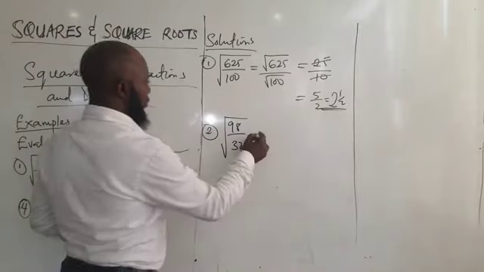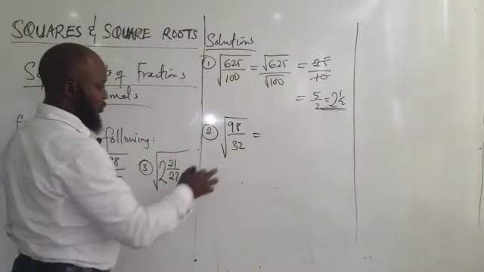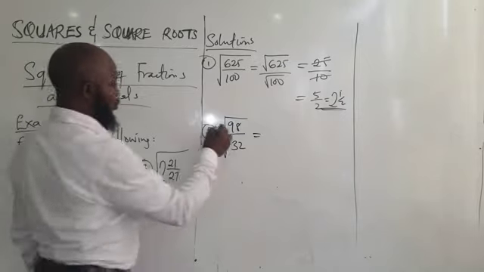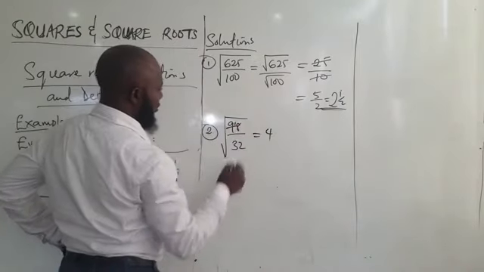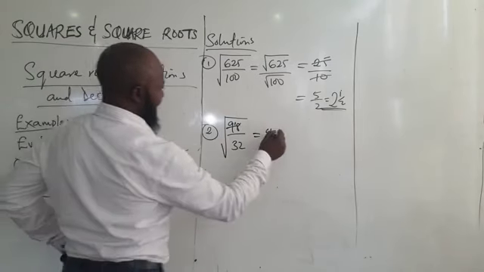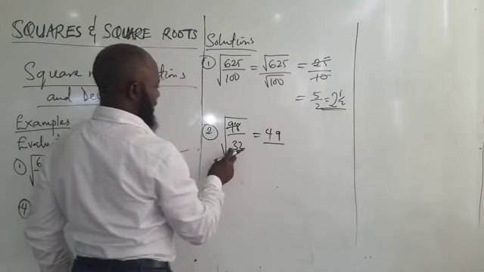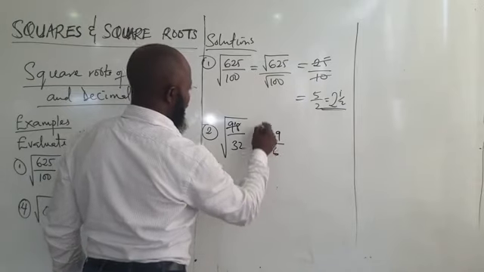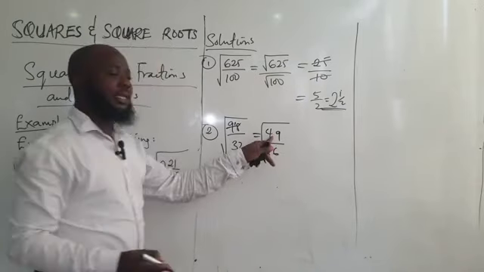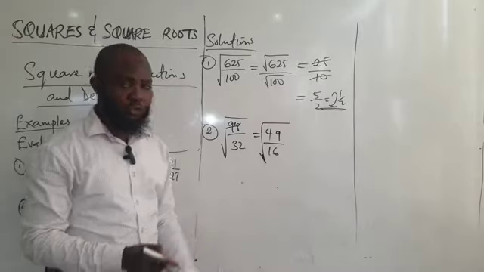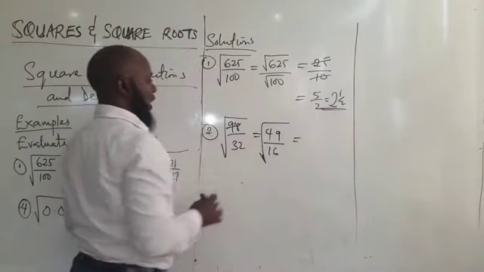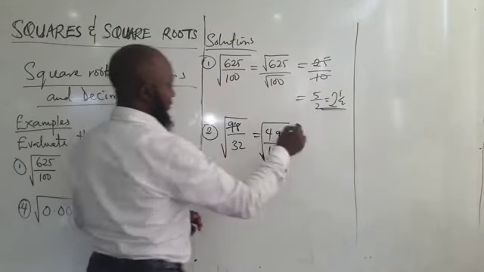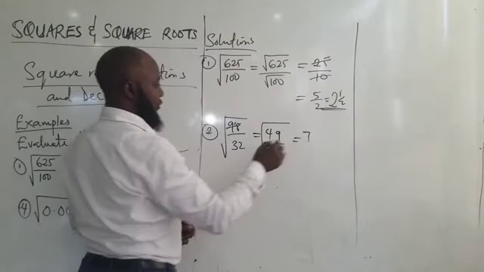In that case, 2 can divide 98 and 2 can also divide what? 32. So 2 here, that is 4. Remainder what? Remainder 1. 2 in 18, that is 9. Divided by 2 in 32, that is 16. So you notice now that 49 is a perfect square, 16 is also what? A perfect square. So in that case, we find our answer. The square root of 49 gives us 7, while the square root of 16 gives us 4.